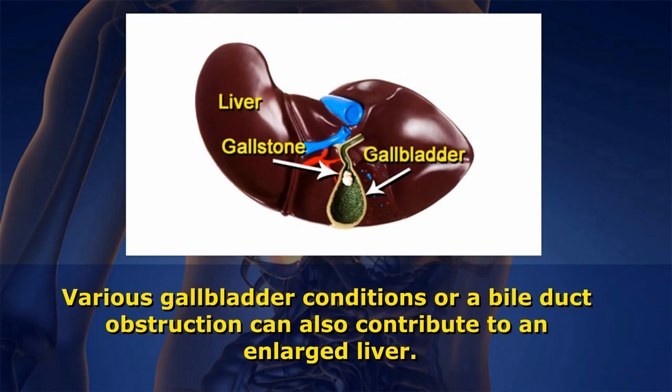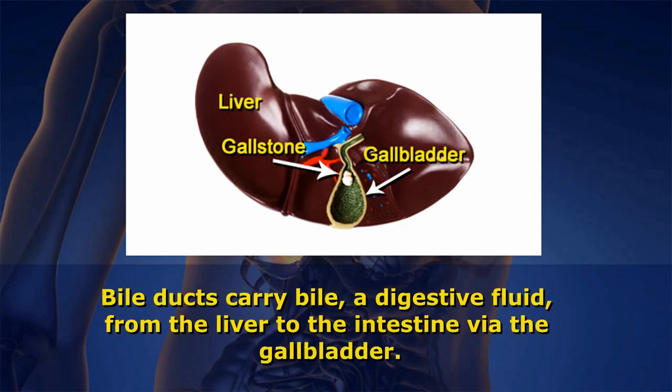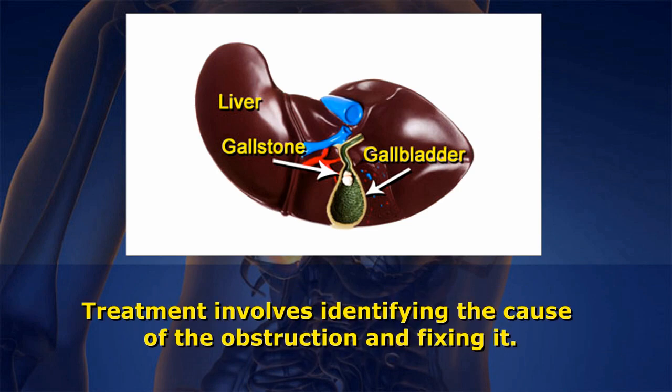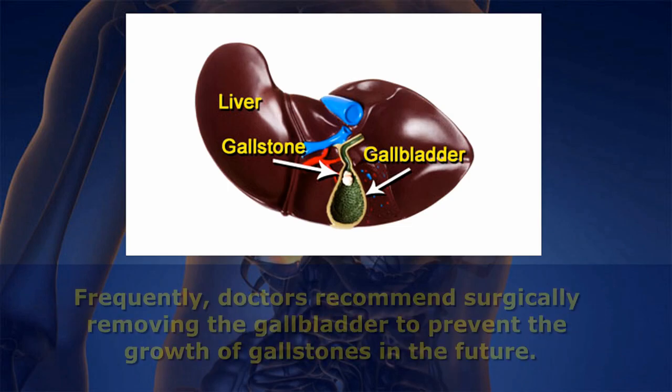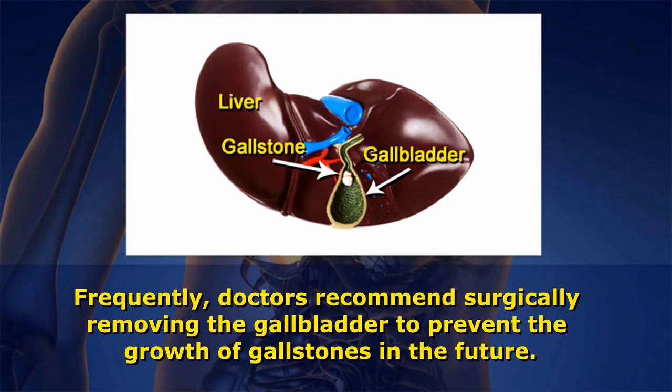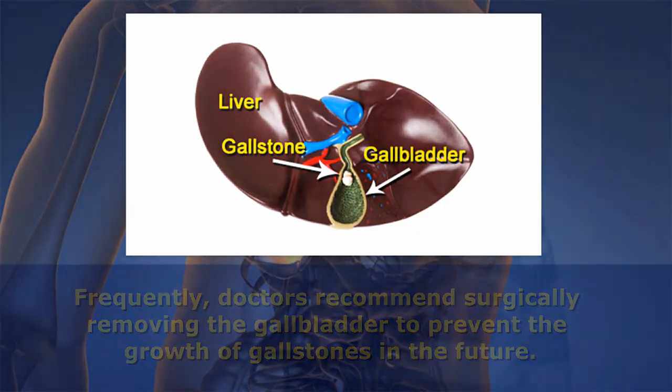Various gallbladder conditions or a bile duct obstruction can also contribute to an enlarged liver. Bile ducts carry bile, a digestive fluid, from the liver to the intestine via the gallbladder. Treatment involves identifying the cause of the obstruction and fixing it. Obstructions often result from gallstones that move into the bile duct and block it. Frequently, doctors recommend surgically removing the gallbladder to prevent the growth of gallstones in the future.